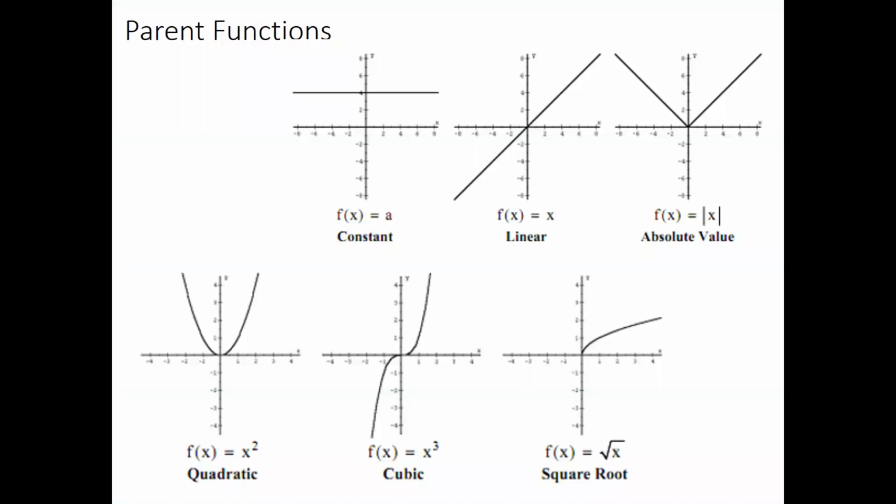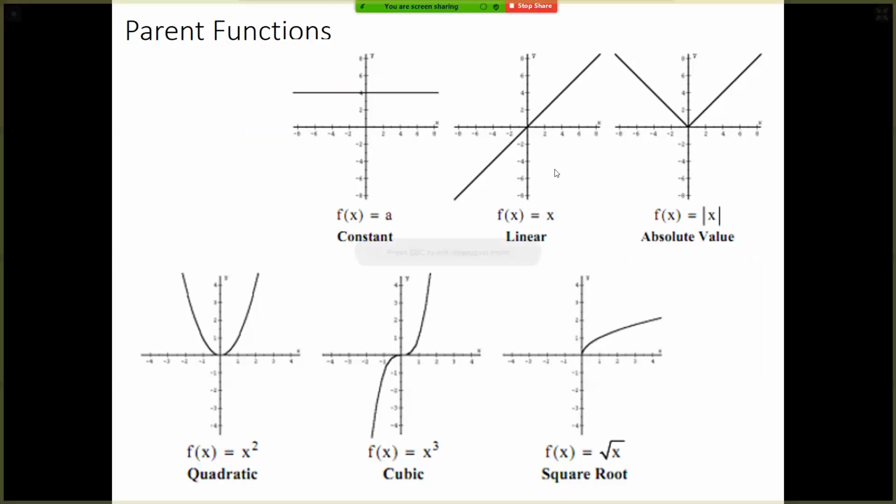So here are the 6 most common parent functions that we use in this class. Starting off with a constant, that's probably the one you won't see in this class. The second one is linear. f of x is the same thing as y. So anytime you have y equals x, we can add in numbers in the middle or at the end. That's going to be a linear function. Your absolute value has to have these absolute value bars, and then your graph is going to look like a V.